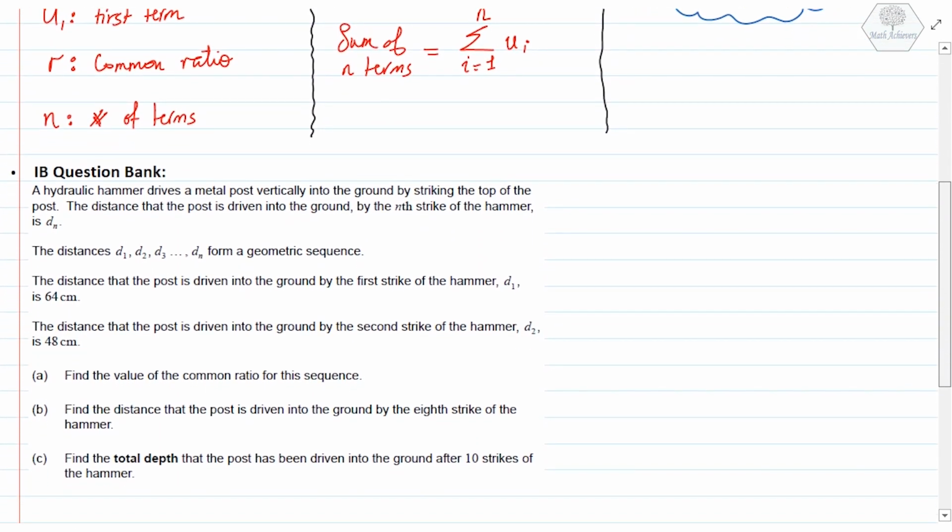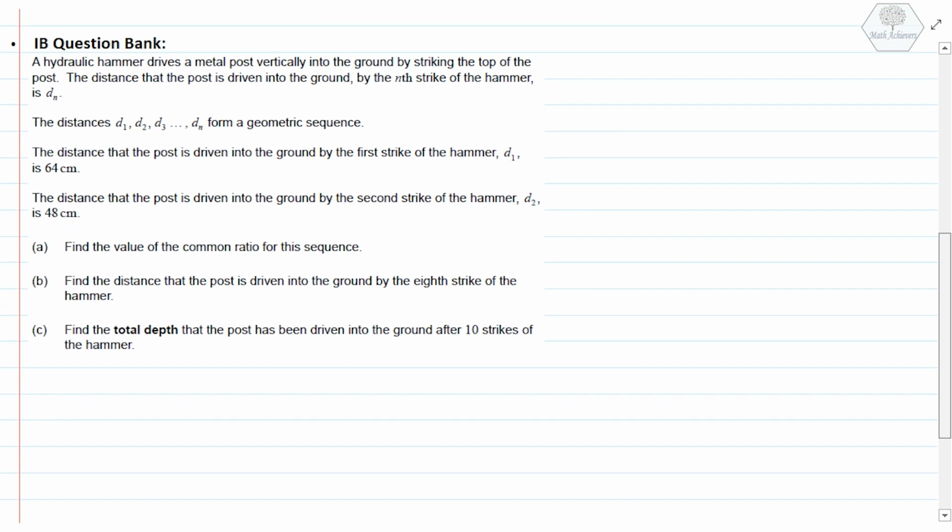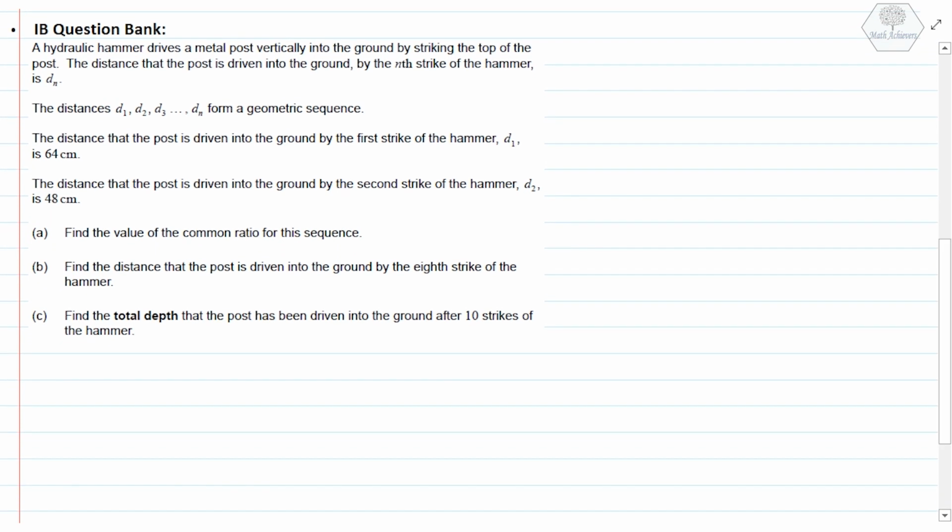Let's now see a question from the IB question bank. A hydraulic hammer drives a metal post vertically into the ground by striking the top of the post. The distance that the post is driven into the ground by the nth strike of the hammer is d of n. I have the distances, and the number of strikes is considered to be the term number.